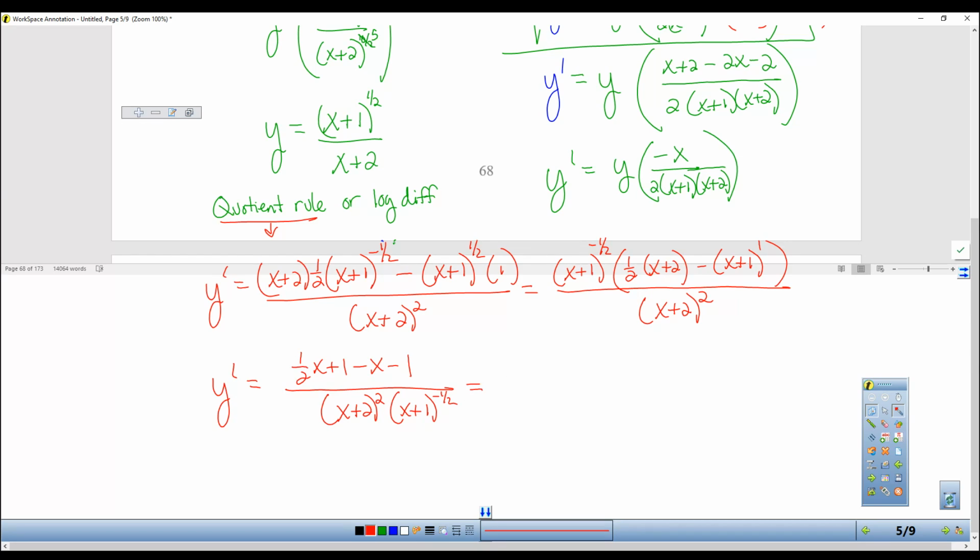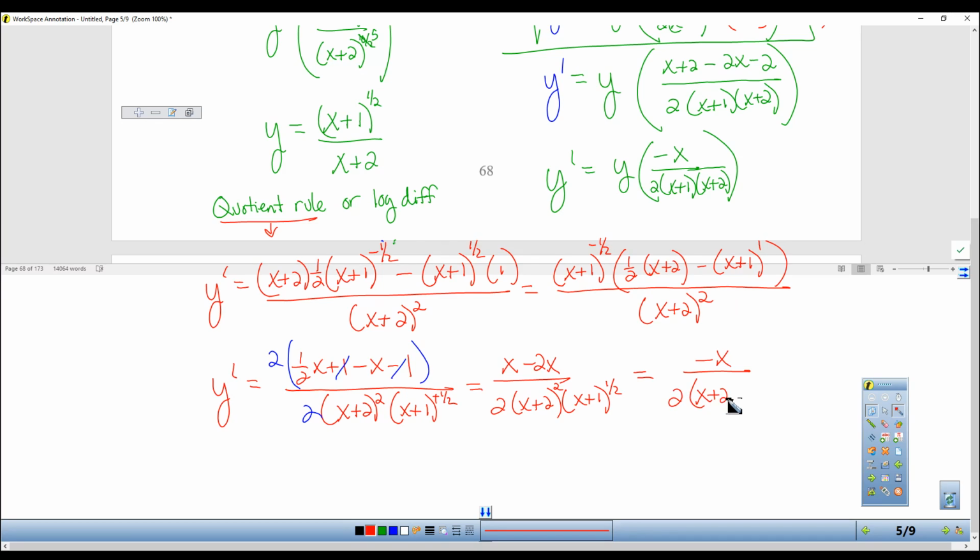So this gives me 1/2 x plus 1 minus x minus 1 over x plus 2 squared. And now the x plus 1 to the negative 1/2 is on the bottom. And I have to multiply the top and the bottom by 2. Well, these cancel to clear the fraction. I have to do it on both sides. And that gives me x minus 2x over 2 times x plus 2 times x plus 1 to the 1/2. Whew. That was a lot.